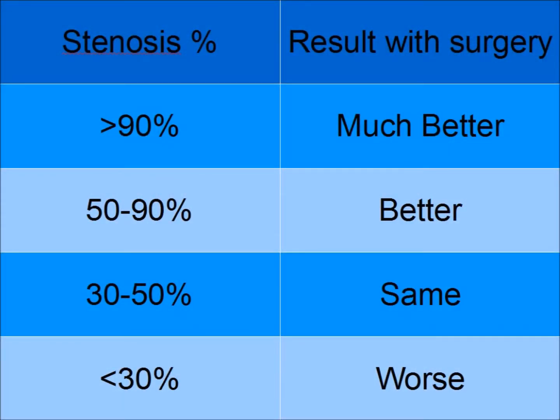Patients with more than 50% stenosis benefited, and those with more than 90% stenosis benefited the most. Patients with stenosis of 30 to 50% did not show any difference, and those with less than 30% showed a detrimental effect. The feasibility of conducting these large trials is unusual in surgery and was down to several factors.